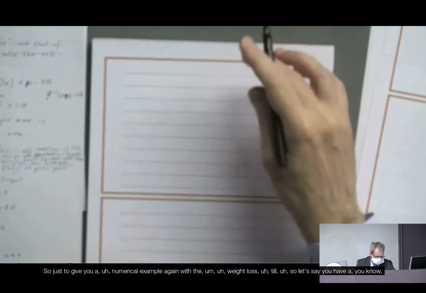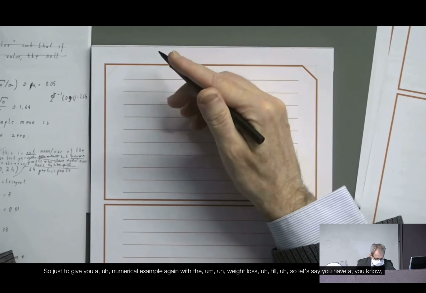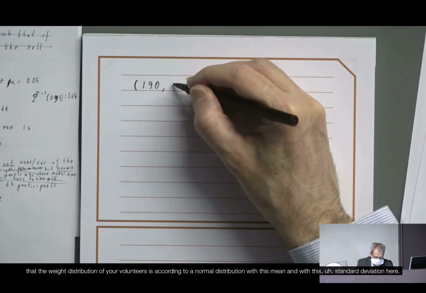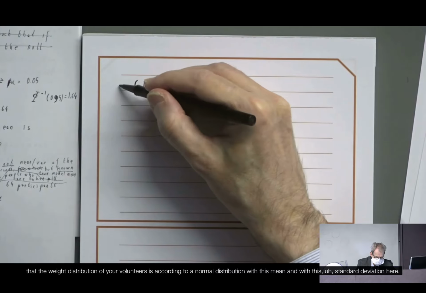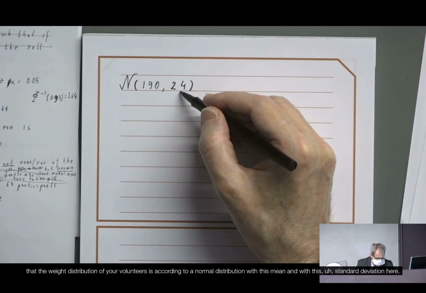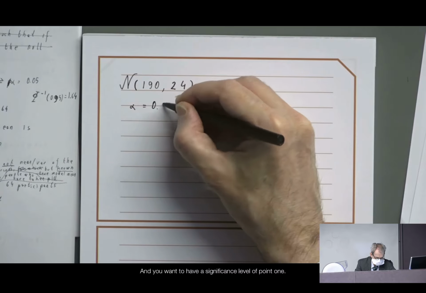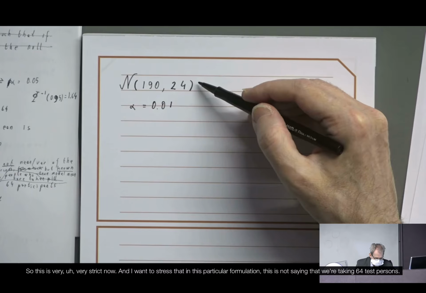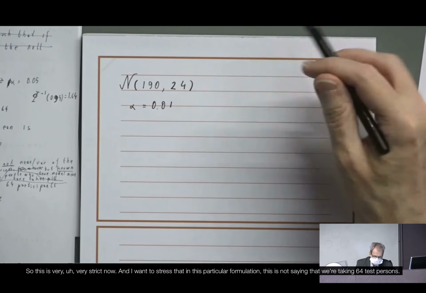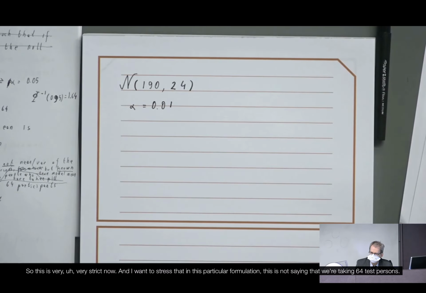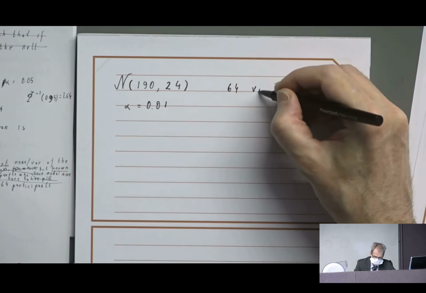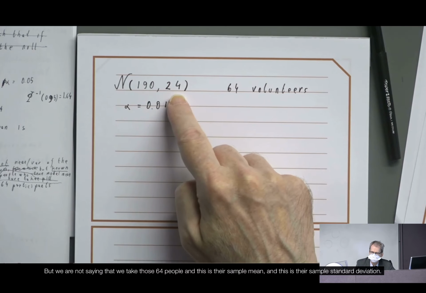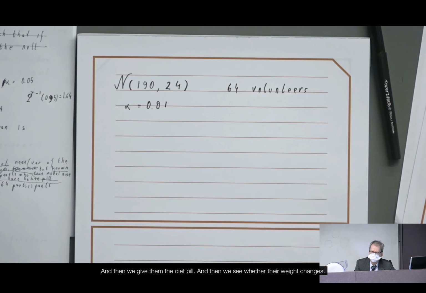So just to give you a numerical example, again with the weight loss pill. Let's say you know that the weight distribution of your volunteers is according to a normal distribution with this mean and with this standard deviation here. And you want to have a significance level of 0.01. So this is very strict now. I want to stress that in this particular formulation, this is not saying that we have 64 volunteers, and we take those 64 people, and this is their sample mean and this is their sample standard deviation, and then we give them the diet pill and then we see whether their weight changes.